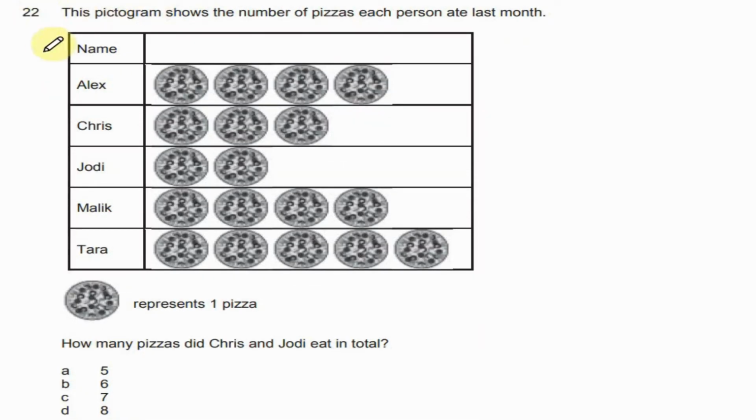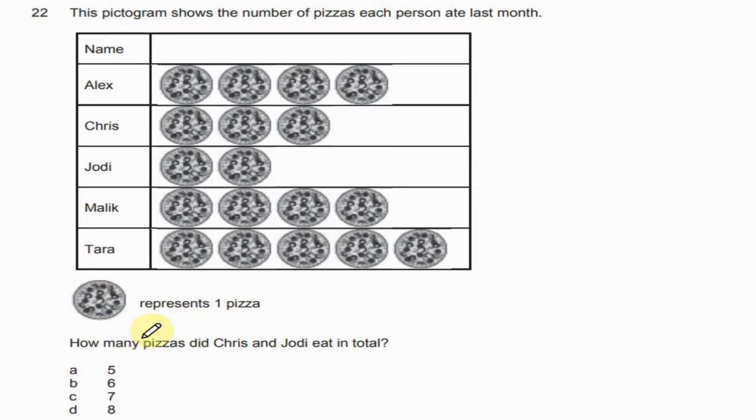So here we have question 22. This pizzagram shows the number of pizzas each person ate last month. They say each pizza represents one pizza. So each of these pizza diagrams represents one pizza. How many pizzas did Chris and Jody eat in total? Here we have Jody and here we have Chris. So we have 1, 2, 3, 4, 5 pizzas, which is option A.